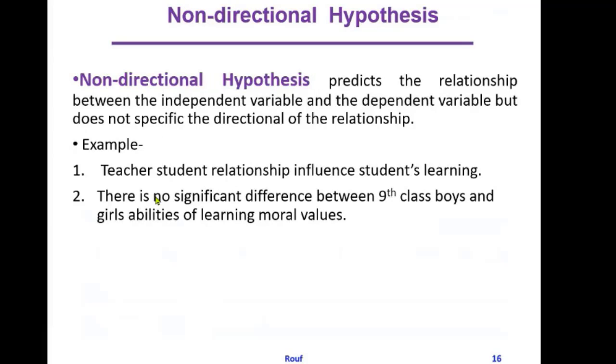Non-directional hypothesis. A non-directional hypothesis predicts the relationship between the independent and dependent variable but does not specify the direction of the relationship. For example, teacher-student relationship influences the student's learning. There is no significant difference between 9th class boys and girls' ability of learning moral values.